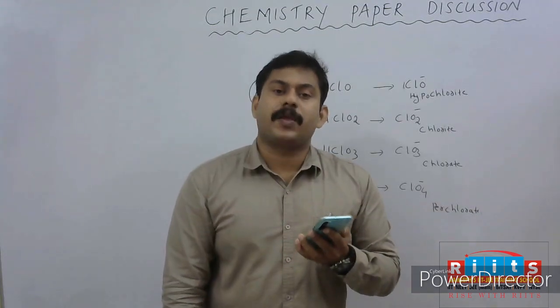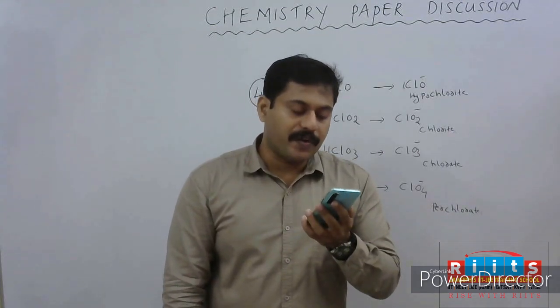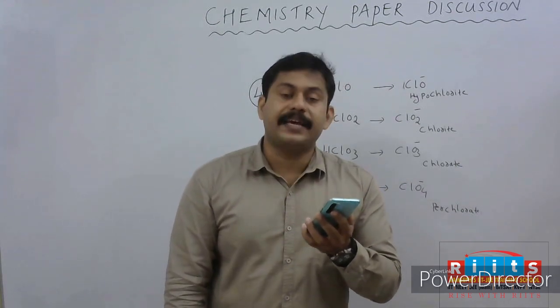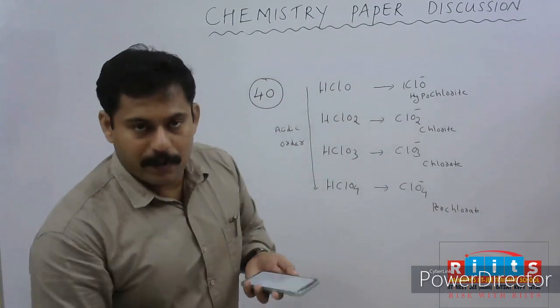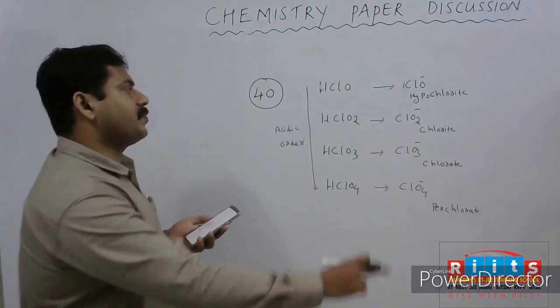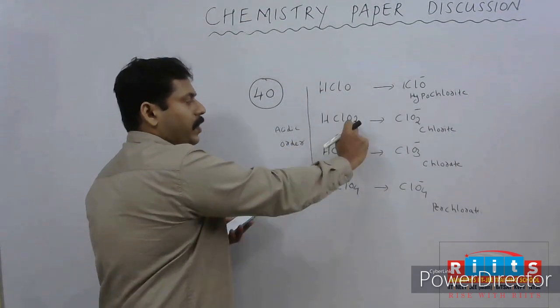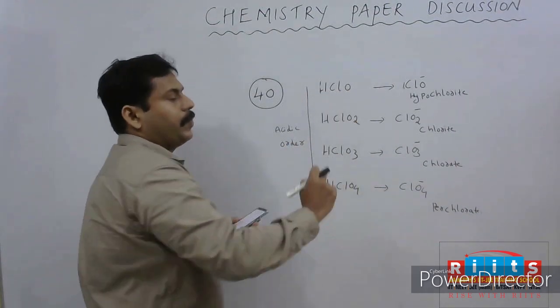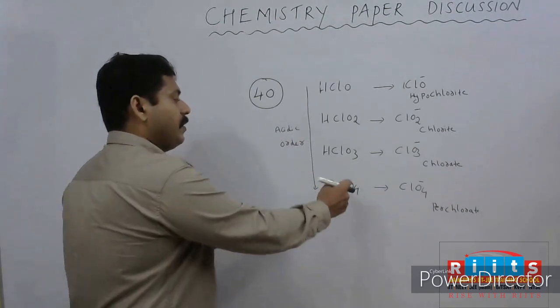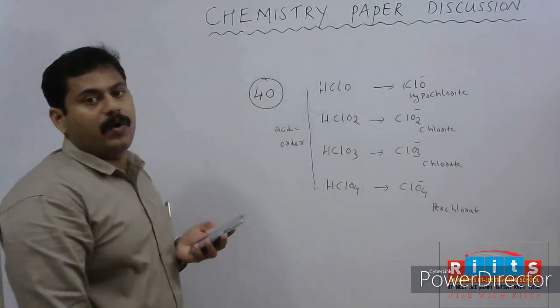Okay, let's discuss question number 40. The strength of the conjugate bases formed from the oxo acids of chlorine increases in the order. This is a very important topic. These are the oxo acids of chlorine: hypochlorous acid, chlorous acid, chloric acid, perchloric acid. So what about the strength of acids? We know that perchloric acid is the strongest acid among these four.